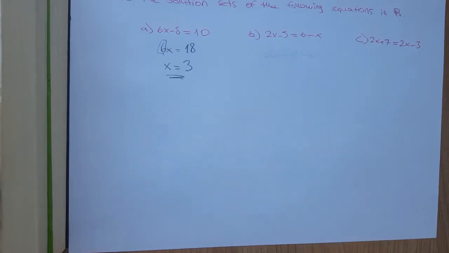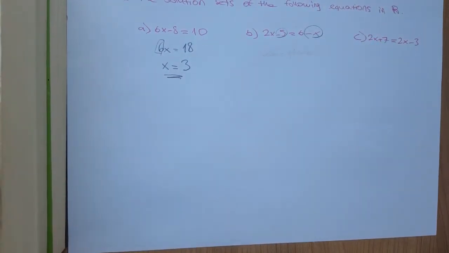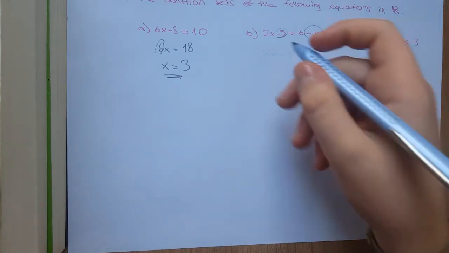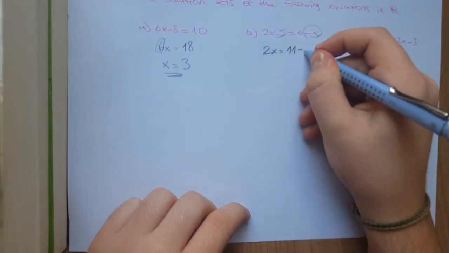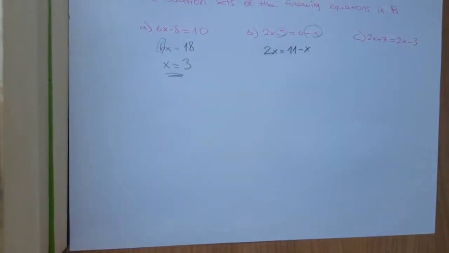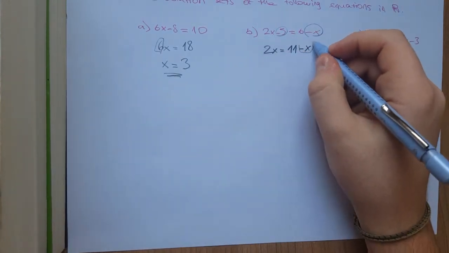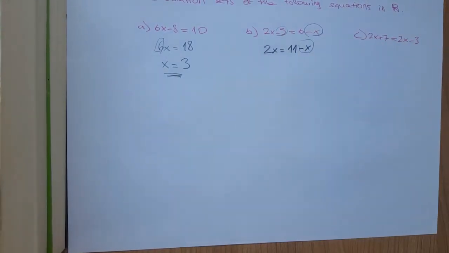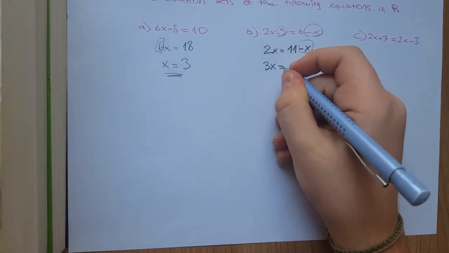That's the answer of the first question. In part B, we have to get rid of two things, minus 5 and minus x. Let's start with minus 5. We have to add 5 to each side to get rid of minus 5. And if we do it, we get 2x equals 11 minus x. And for the question, we have to get rid of one more thing. That's the minus x. So we have to add x to both sides. And the result, 3x equals 11.